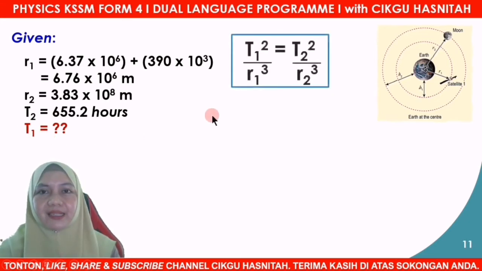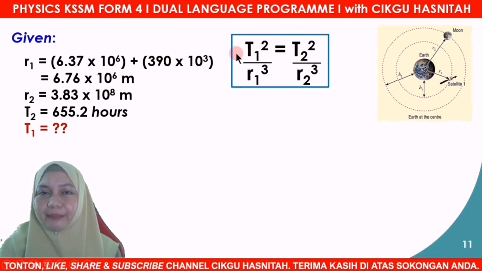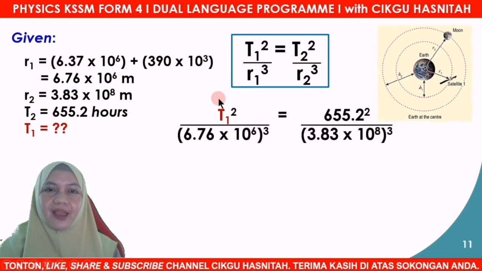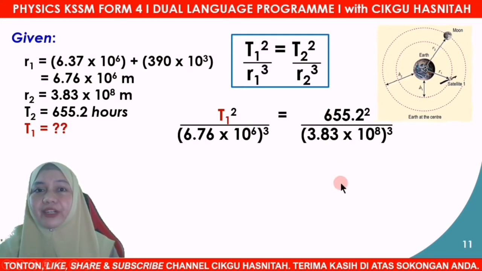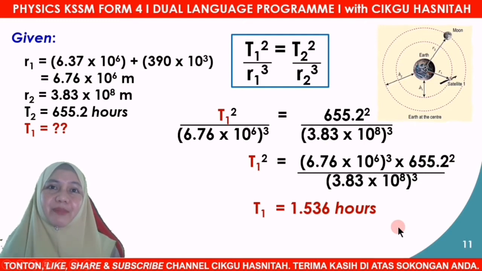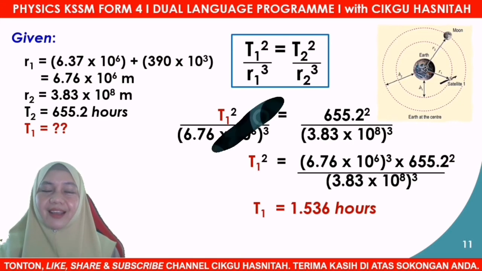Now the second step, we write down the formula we are going to apply. Yes. And the third step, again, substitution. We are looking for T1. Again, make sure you place all the substitutions in the correct order. Finally, this is the answer we are going to get. The orbital period of the satellite is 1.536 hours. Okay, simple, right? Just apply the 3 steps and you are going to come out with the correct answer.